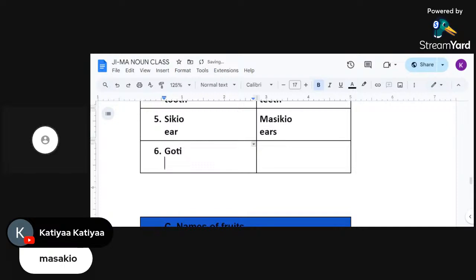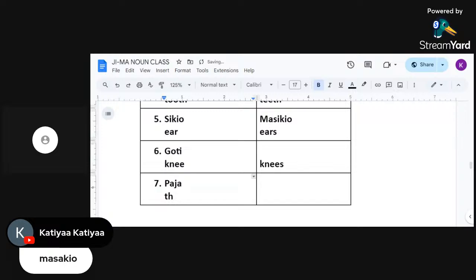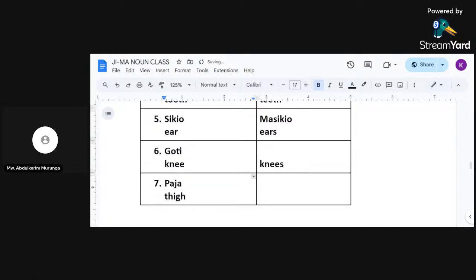Another word here is six. Goti is a knee. You know, the knee. So what about if there are many? We want to say knees in Swahili. How do you say this? Goti is a knee. If there are many, how do you say that? Just write in the chat, tafadhali.